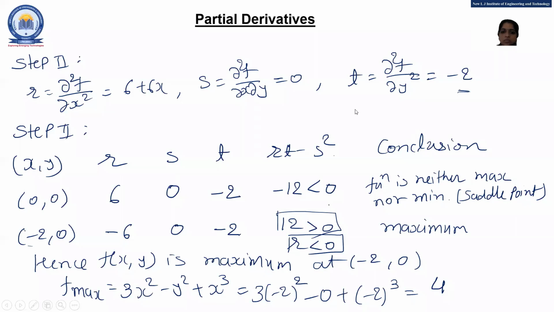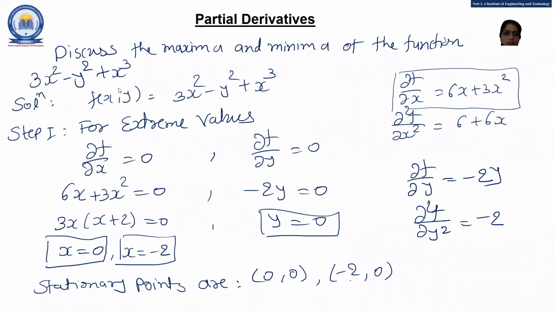Okay, yes, Yogesh. So students, I'll tell this example once again. This is my given function. First, I found my step 1. From step 1, I found two values for x and one value for y. So finally, I have two stationary points. One is (0, 0) and the other is (-2, 0), right?